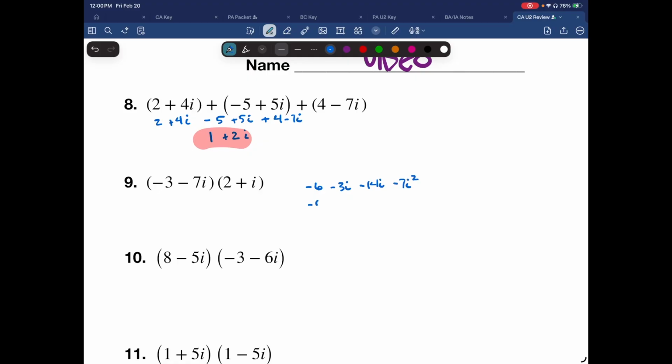Now, negative 6, that's going to be negative 17i in the middle. And then i squared is negative 1. So this is negative 7 times negative 1. All right, negative 7 times negative 1 is positive 7. So you got negative 6 plus 7, so that's going to be 1 minus 17i.